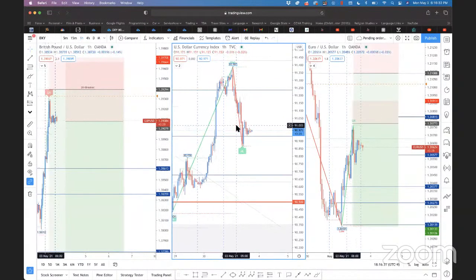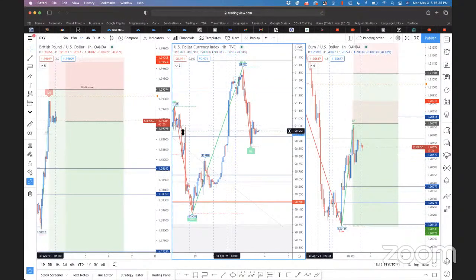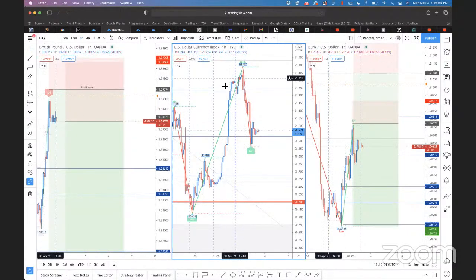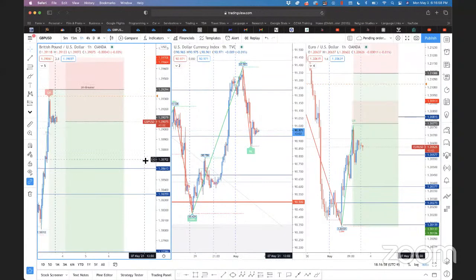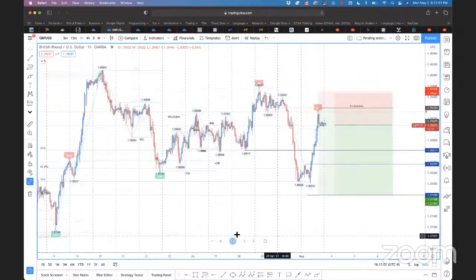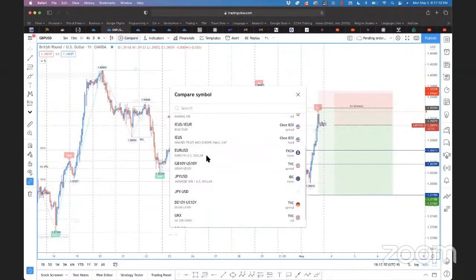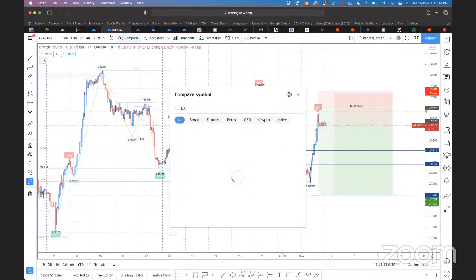you could trade the dollar against a lot of different pairs, right? I like trading in particular the dollar against EU, GU, and anything with USD, you can pretty much trade the dollar against that. So let's use the compare tool. This is GU. We can compare GU to the dollar index, DXY.